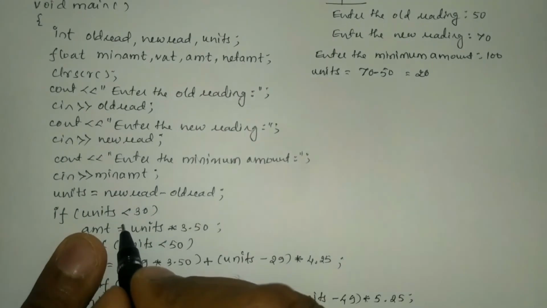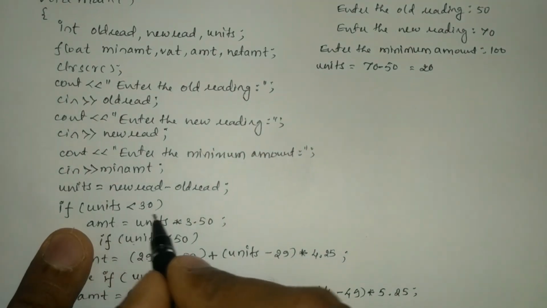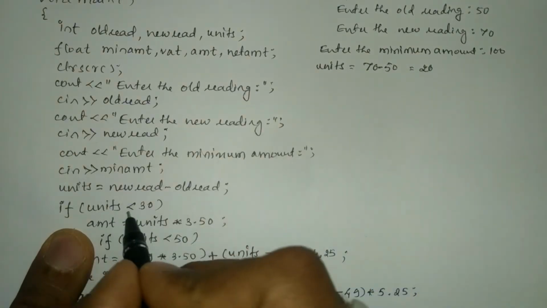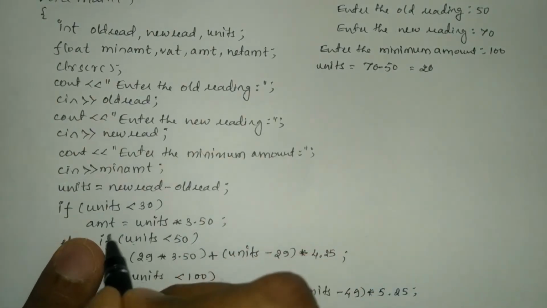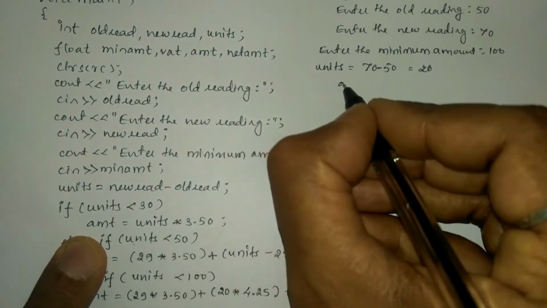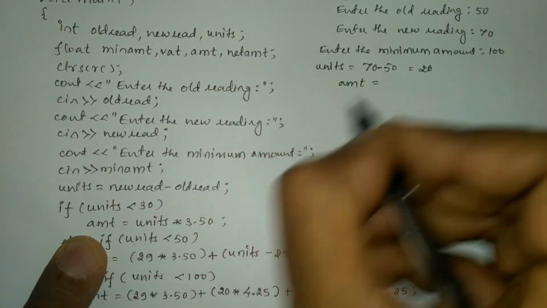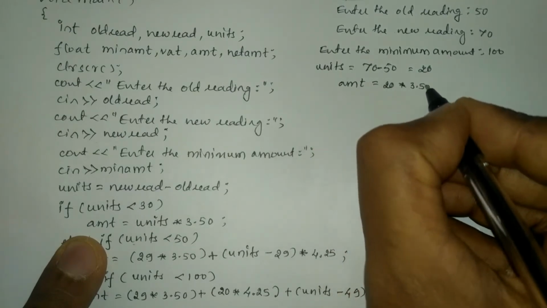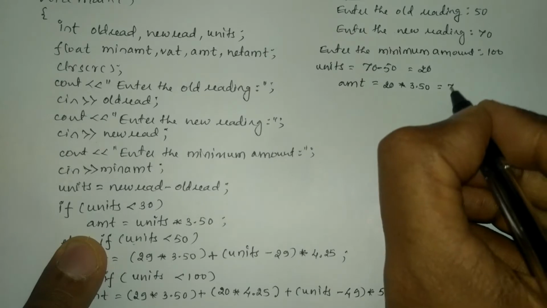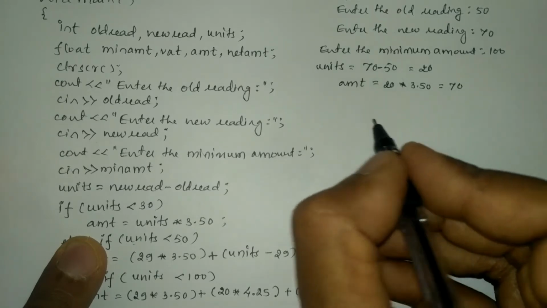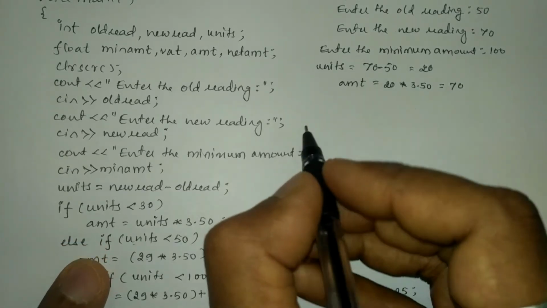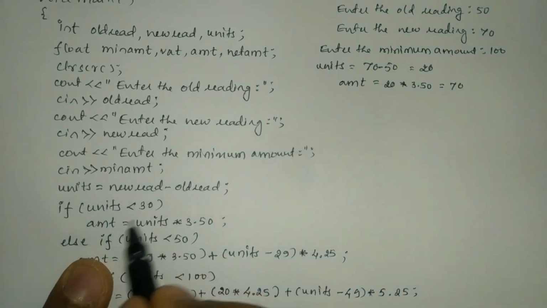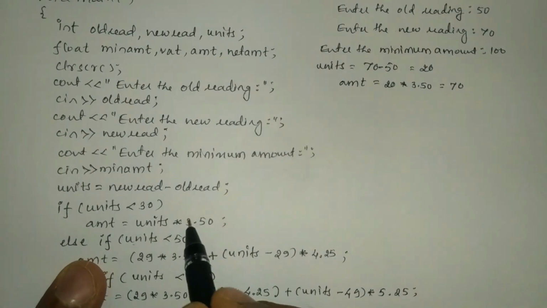Next we are going to check these conditions. So if units is less than 30, units consisting of what? 20. 20 is less than 30. Yes, condition is true. Then we are going to calculate this amount. We are going to calculate amount is equal to units is what? 20 into 3.50. So this is going to give us 70 rupees. Correct? Yes. Next, this is one run, right? So if this condition is true, then this particular amount is to be calculated.